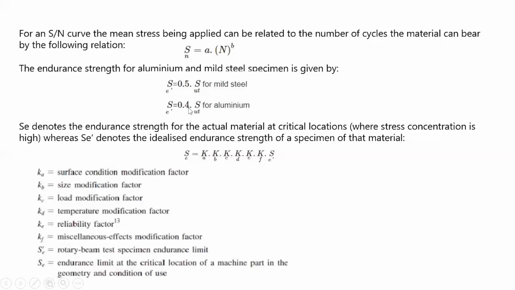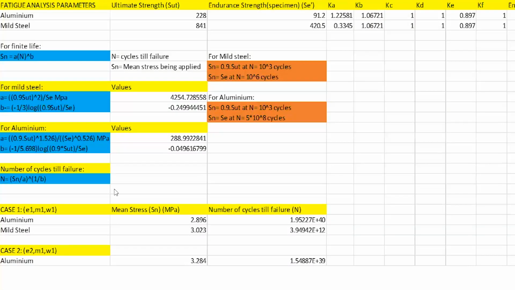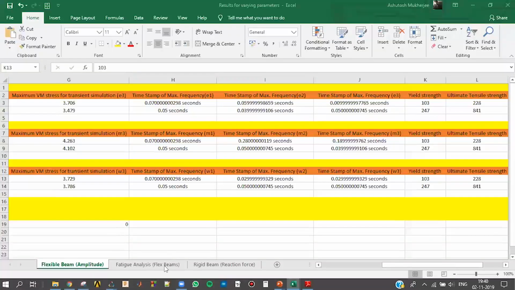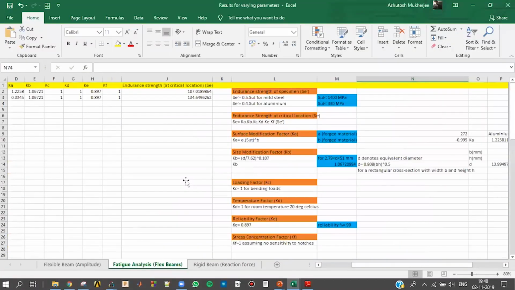Now, to convert this specimen endurance strength to the endurance strength of the actual object or the actual beam, we have to take certain factors into consideration. These are the surface condition modification factor, the size modification factor, the load modification factor, and the temperature modification factor. These are all factors I'll be talking to you about a little while later, and how they are calculated. So let me jump into the fatigue analysis sheet for this.